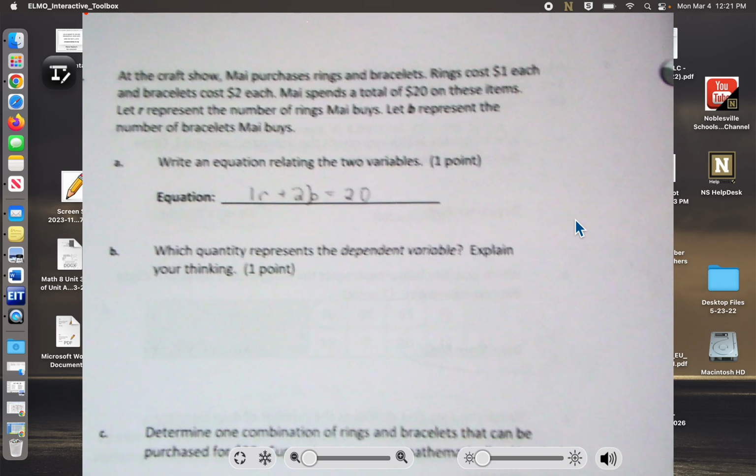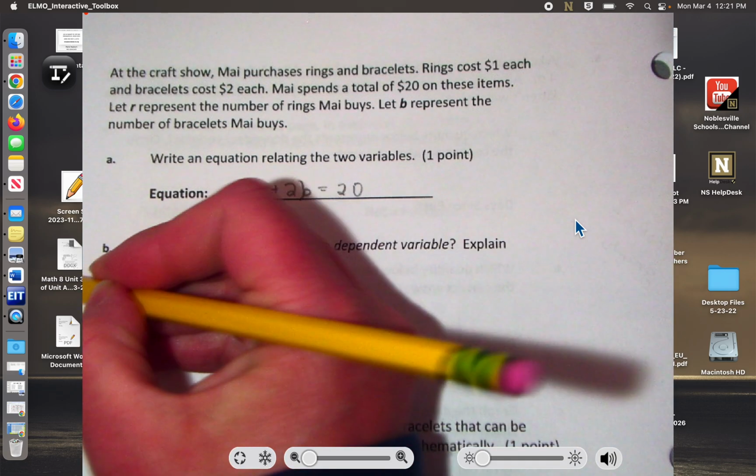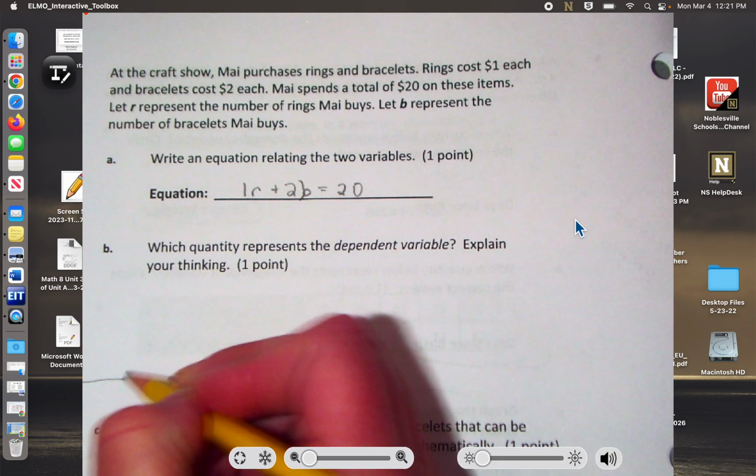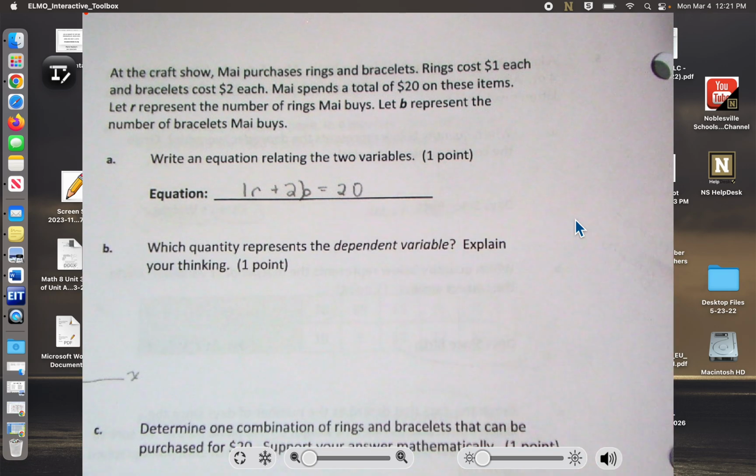What if I were to graph this? What if I wanted to graph this? What would be my x value? What would be my y value?